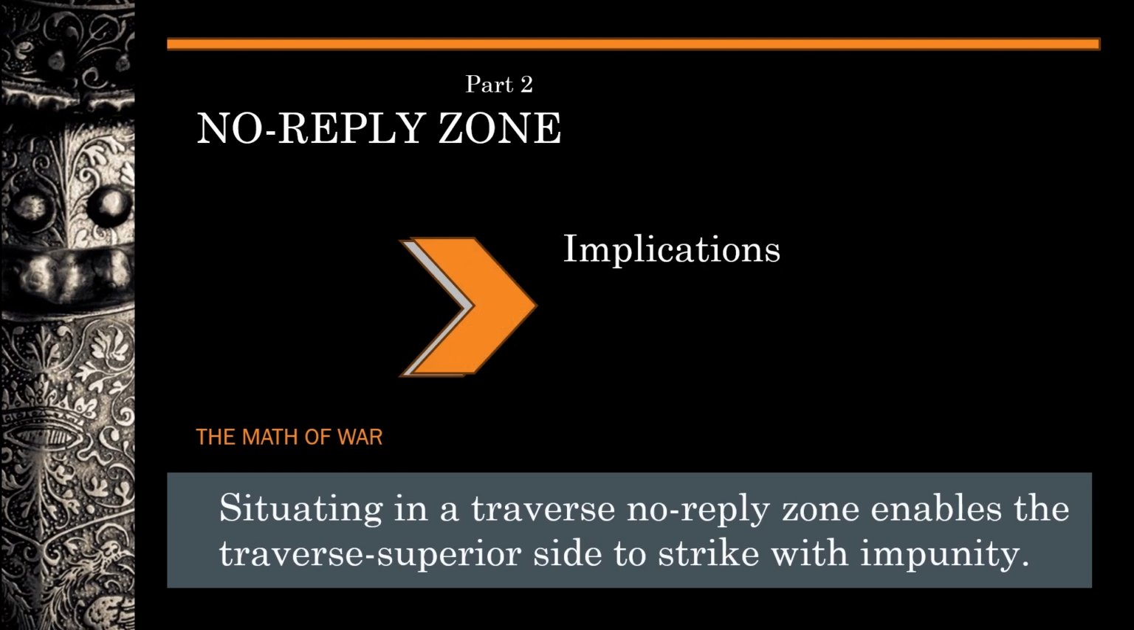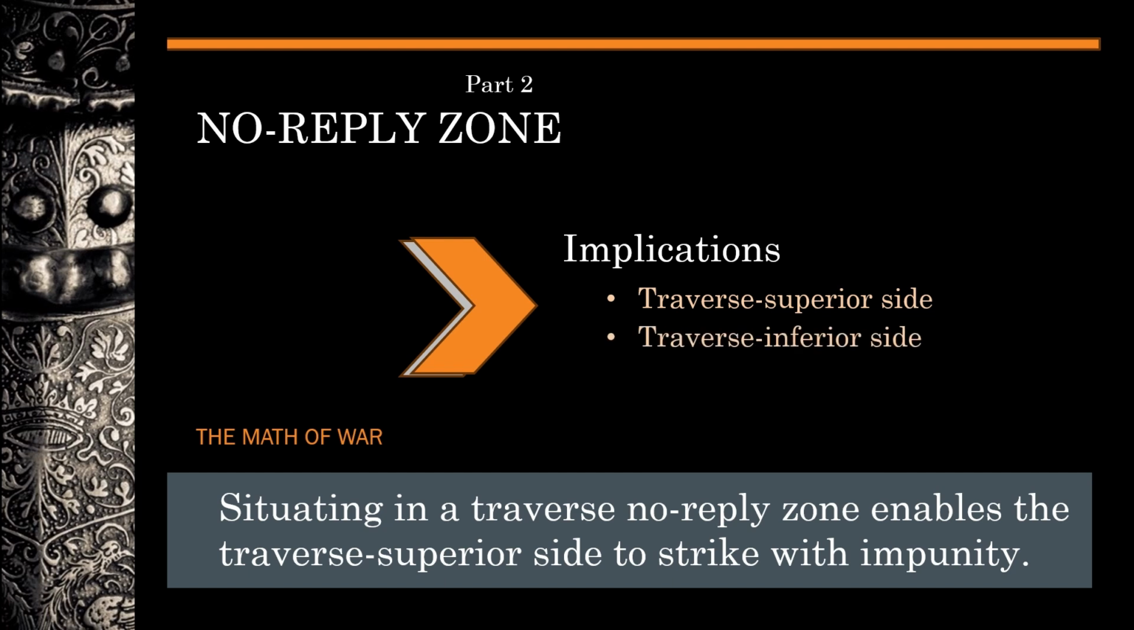Let's quickly consider a couple of the implications of what we've learned today. The side with greater traverse will seek to maximize the usefulness of this advantage. The sooner they can maneuver into a no-reply zone, and the longer they can maintain that relative position, the more they can avoid taking losses on their side while steadily inflicting losses on the other side.